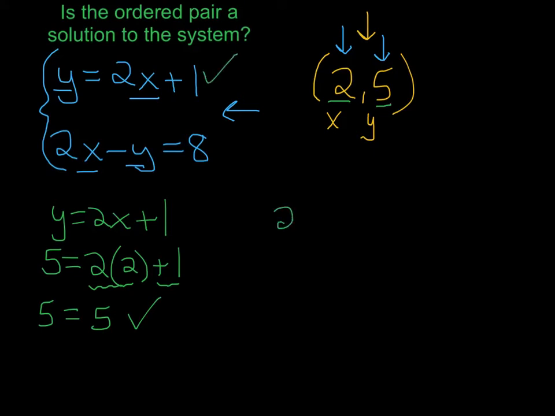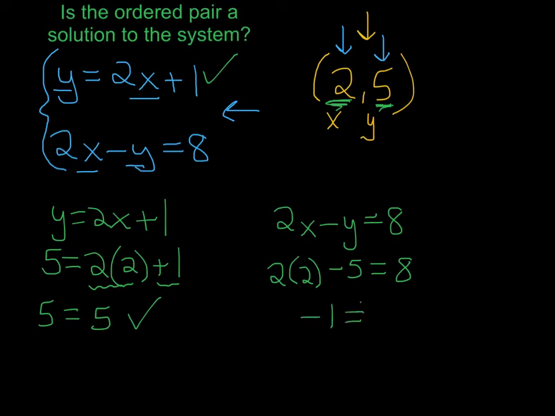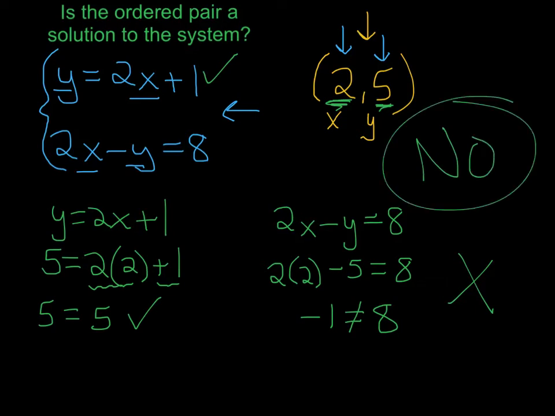So if I rewrite my other equation, 2x minus y equals 8, and then let's plug in my numbers. So 2 times x is 2, minus y is 5, equals 8. So 2 times 2 is 4, and 4 minus 5 is -1, and -1 does not equal 8. So that means no, this ordered pair is not a solution to the system because it does not work for both equations.